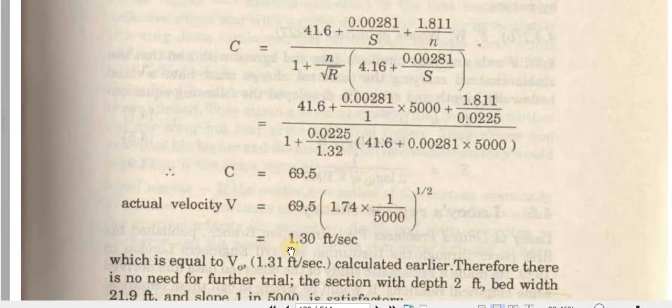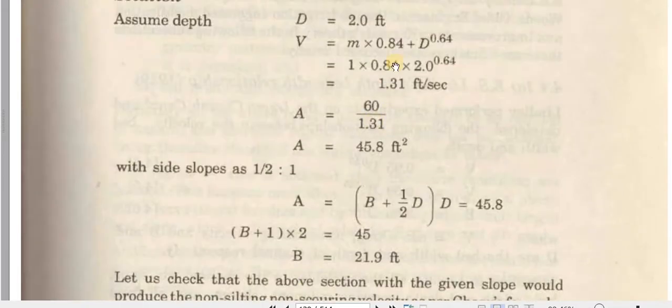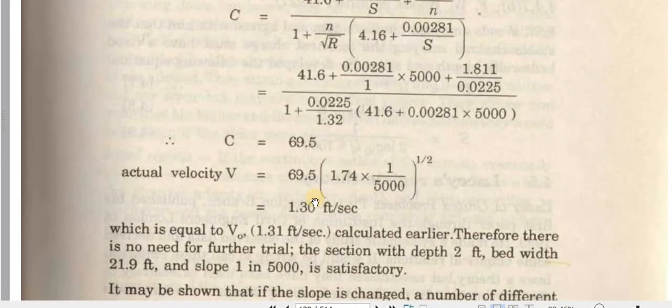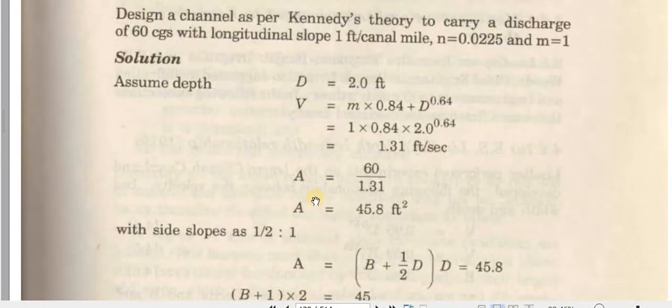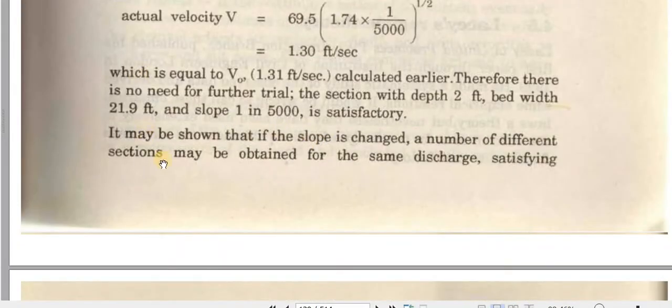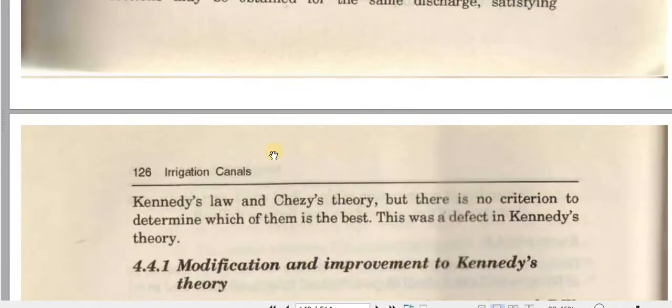Then you can calculate the velocity, which is equal to the previously calculated velocity at depth, because we assumed depth 2 feet. If that velocity and this velocity are different, then you have to re-assume the depth. And so this design is satisfactory.